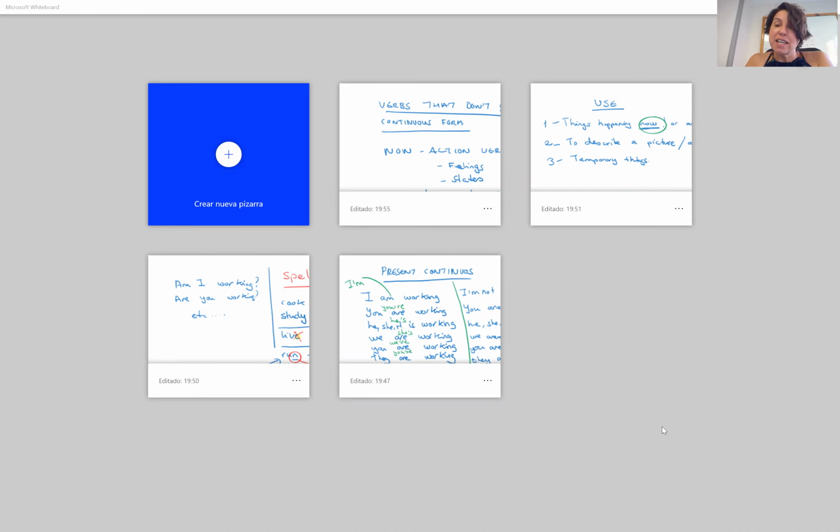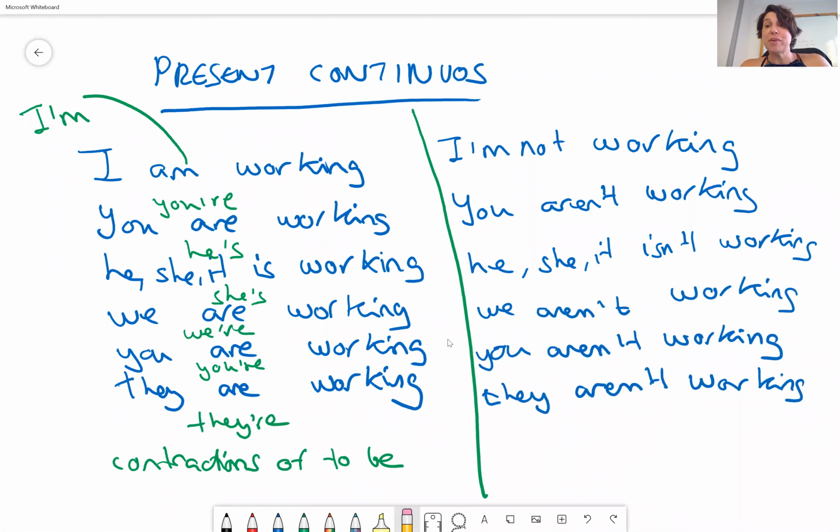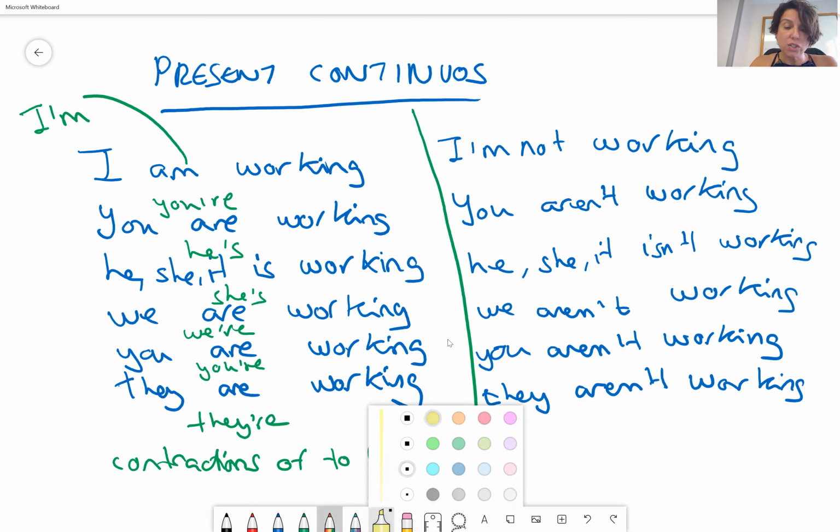Today's lesson is... I've prepared it before. So yesterday we talked about simple present, like I work every day. And today we're going to have a look at present continuous. So I have here a pen, I can just maybe highlight.